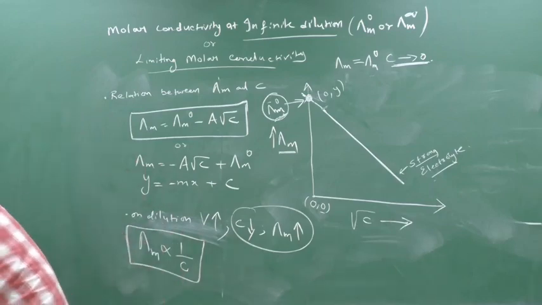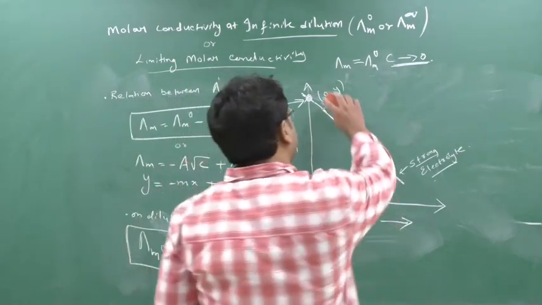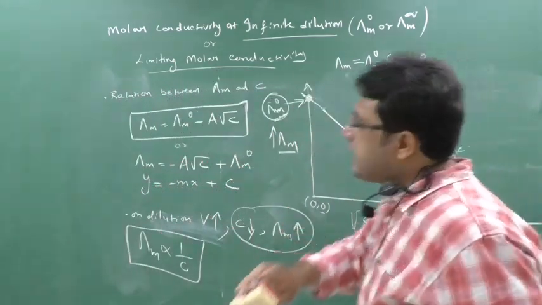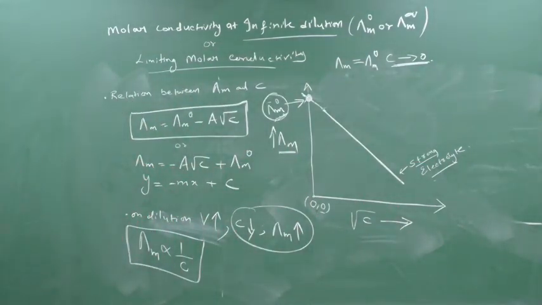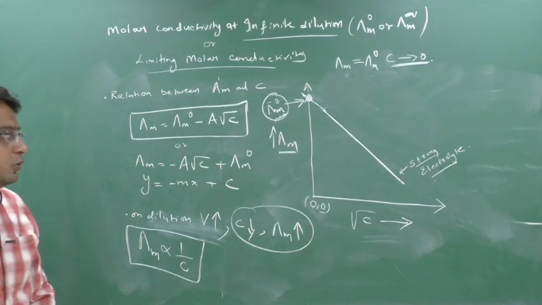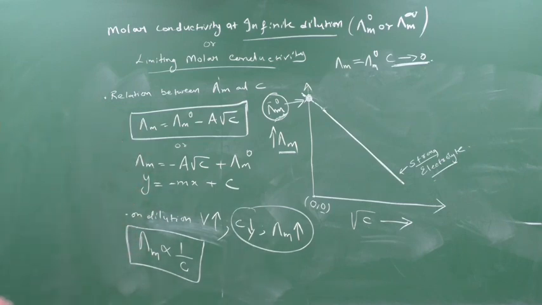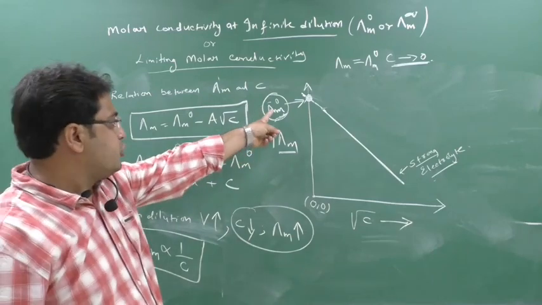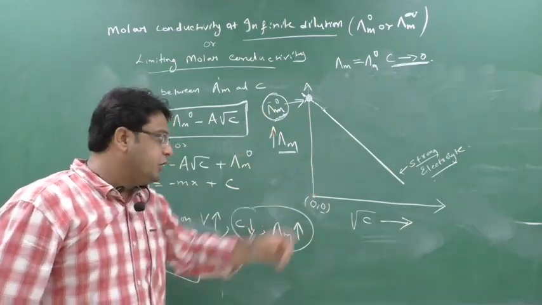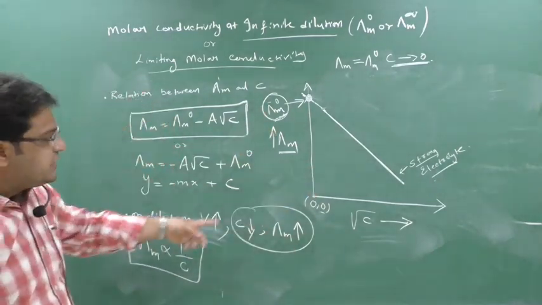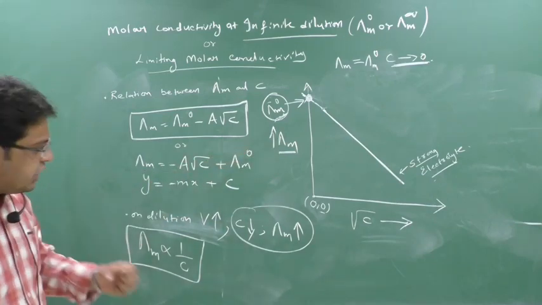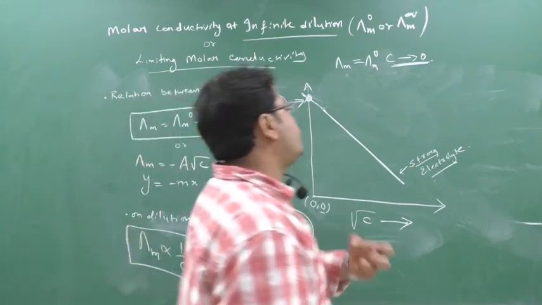Clear? So I got one conclusion that I can obtain the lambda m naught value for strong electrolyte by using this graph method. I got to know that I can obtain the lambda m naught value for strong electrolyte by using this equation and this graphical method. Now what I have done, I went for the strong electrolyte.